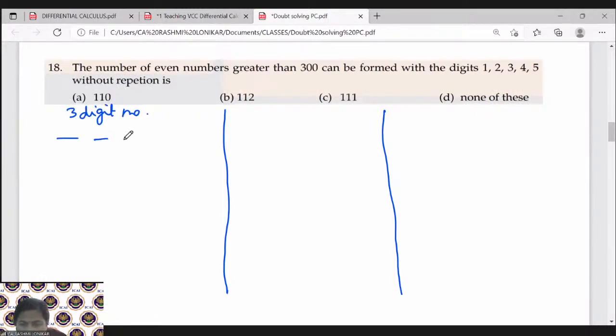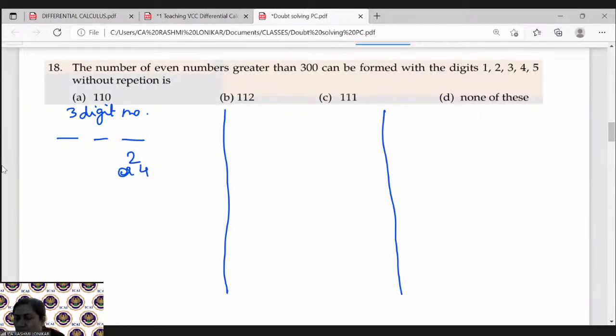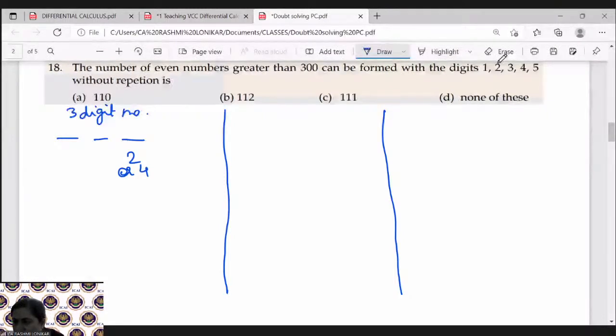So 1, 2 and 3. For a 3-digit number to be even, what can be the last digit? It can be 2 or 4. Because the numbers given are 1, 2, 3, 4, 5, only from these given numbers can I use. So this is 2 or 4. So let the last number be 2. So this will be dash, dash and 2. Out of 5 numbers, 1 number is gone. Remaining 4 numbers are there.